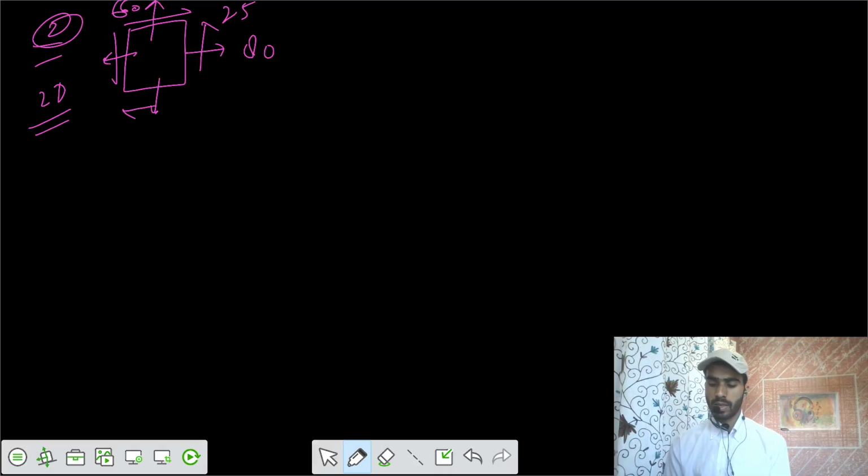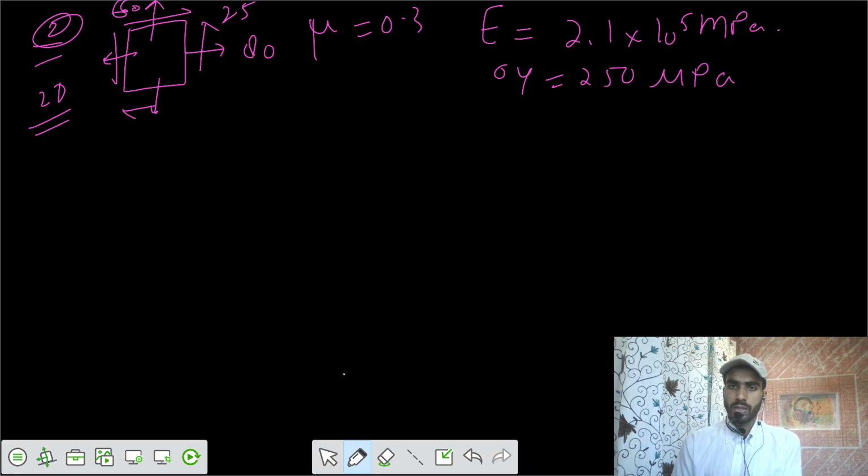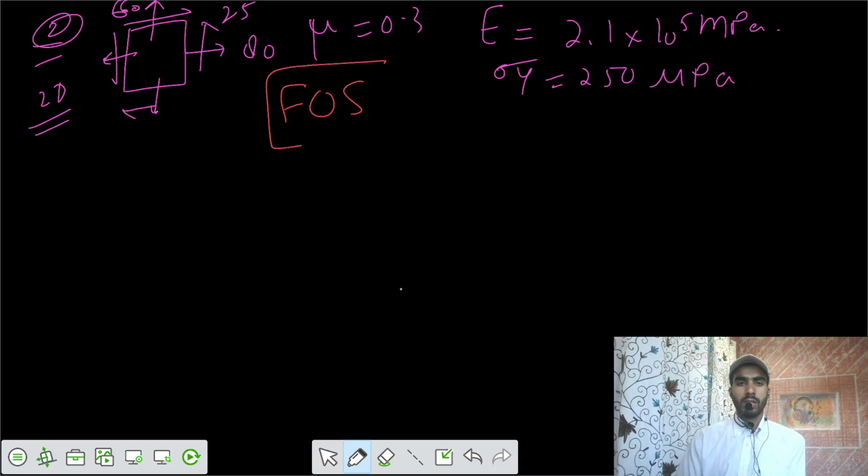So you need to say you have mu equals 0.3, the value of E equals 2.1 × 10^5 megapascal, and sigma y equals 250 megapascal. Yield stress equals 250 megapascal. You need to get the value of factor of safety by different methods. So calculate the factor of safety using different methods.